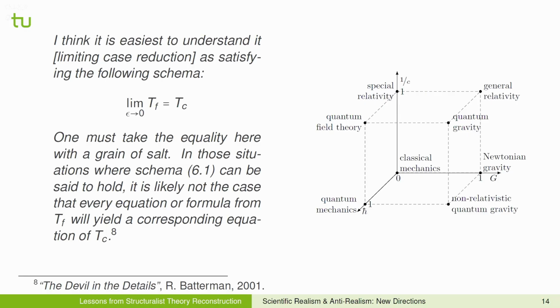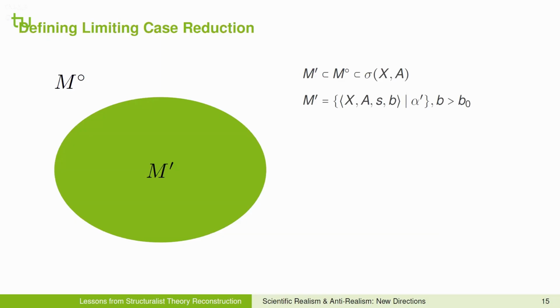And here, kind of from Betterman's book, it must be taken with a grain of salt, and we cannot assume that this holds for every equation of TF and TC. I mean, it's not really helpful to understand what it means. I will only sketch now what the road is, but I think you can imagine.